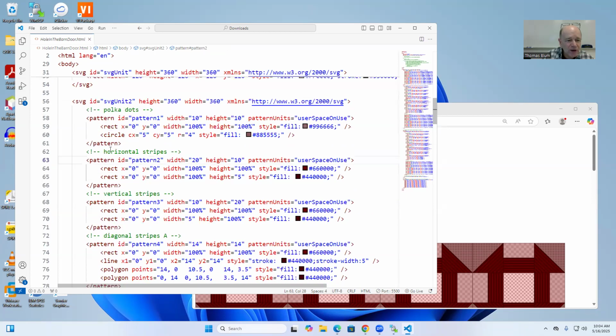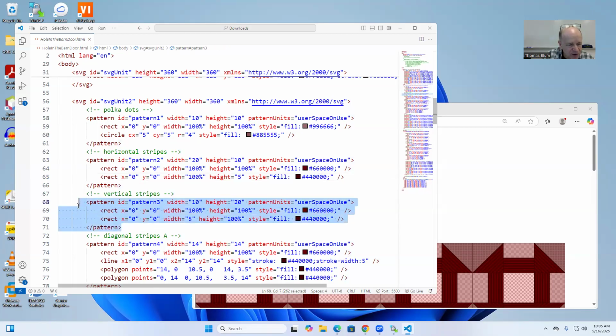My pattern 2 is, as it says, a horizontal stripe. I gave it a width of 20 and 10. I could get away with 10 and 10, strictly speaking, but I just wanted to emphasize to myself that it was a horizontal, so I made it the unit wider. And so I had a background rectangle, and then I had a second rectangle of height 5. So it was the full width, but only half the height. So that made that horizontal stripe.